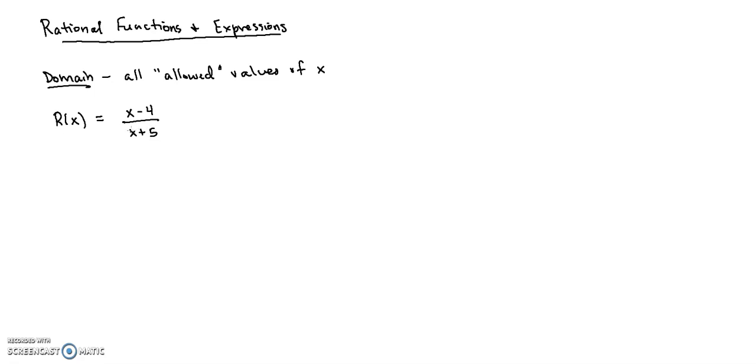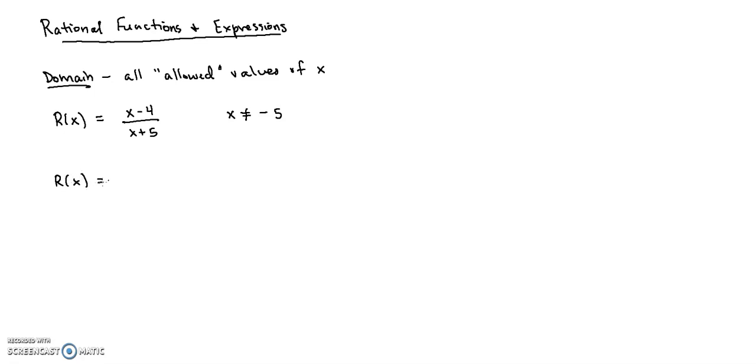So what value would give us 0 in the denominator? -5 would give us 0 in the denominator. So that means we can have everything except for -5. Okay, so the domain would be everything except for -5, because -5 would give us a 0 in the denominator. All right, let's try another one.